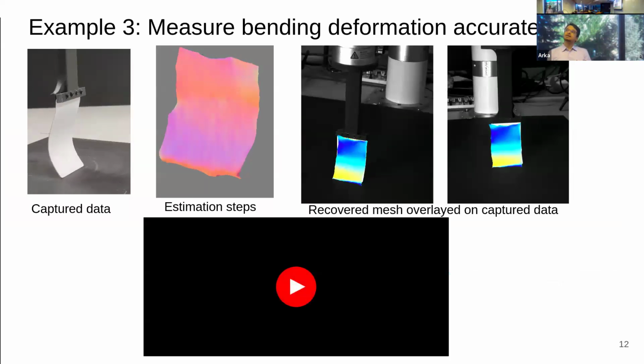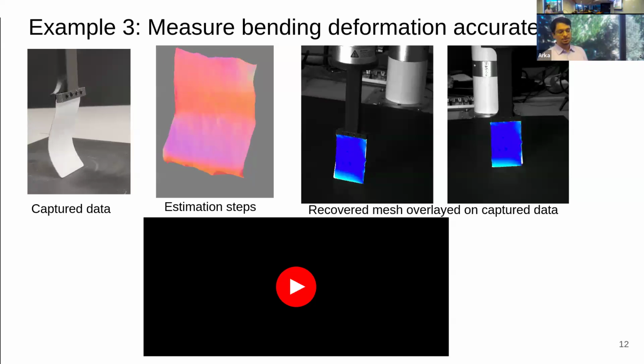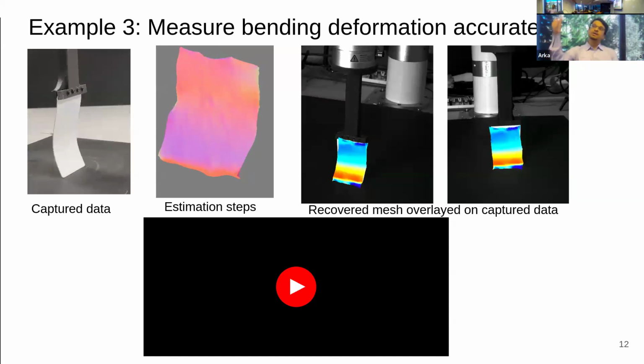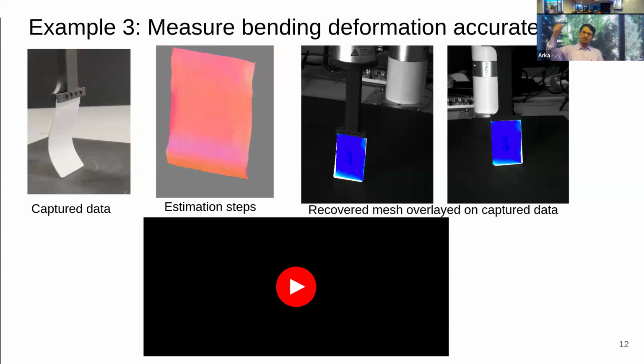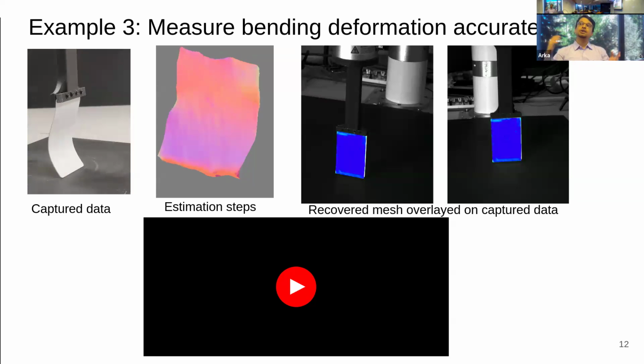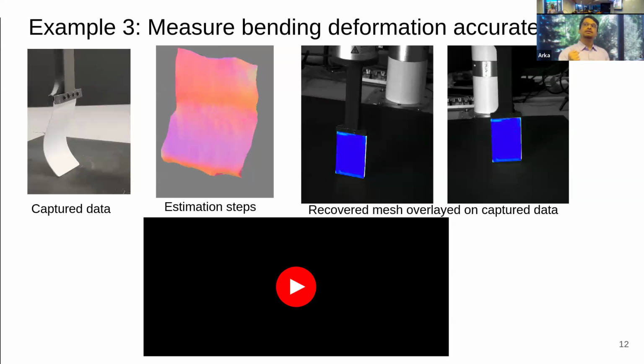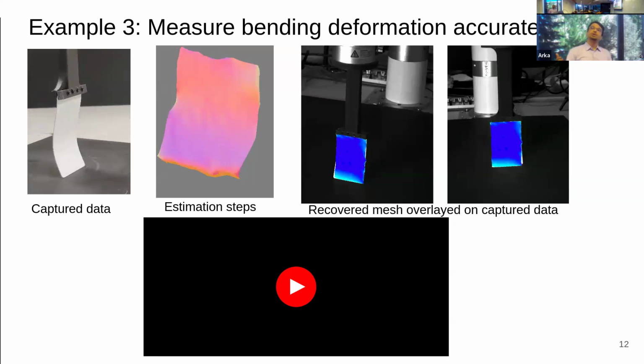Another example is measurement of bending deformation. Since we have a really accurate perception system, what we can do is track change of shape. So to observe that, we performed the following experiment. We took a card and we forced the card against a table to induce buckling deformation. We knew that the card was flat to begin with.